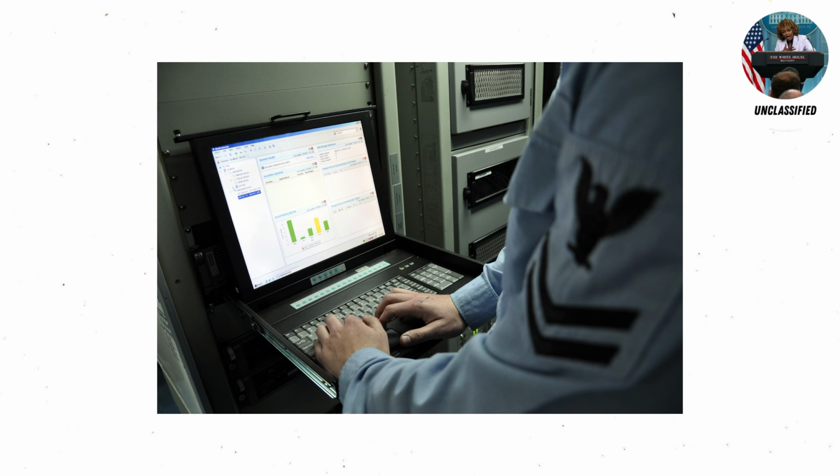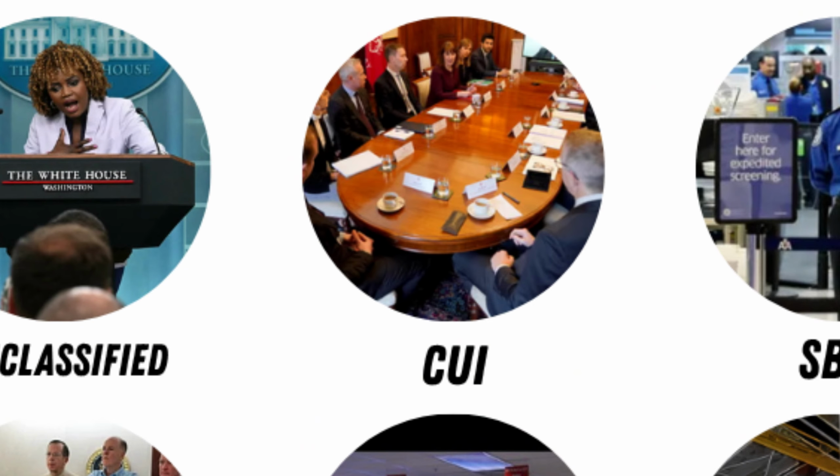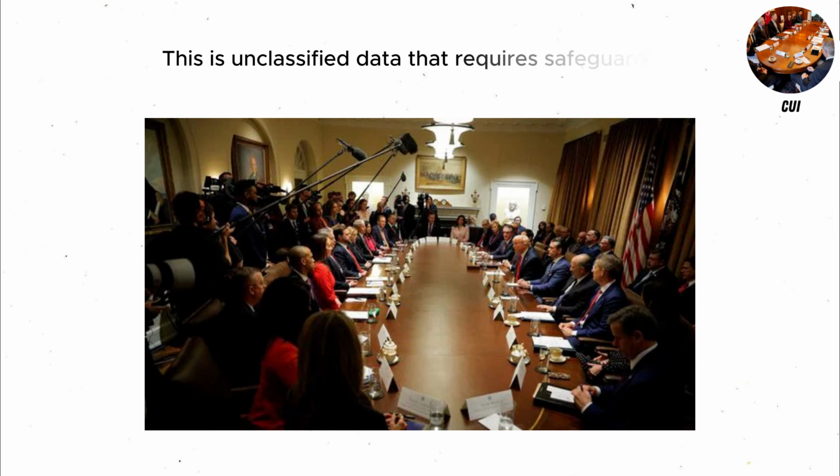It matters because one careless unclassified release can still expose personal data or mislead the public, creating ripple effects far beyond its original purpose. CUI. This is unclassified data that requires safeguarding due to law or policy.